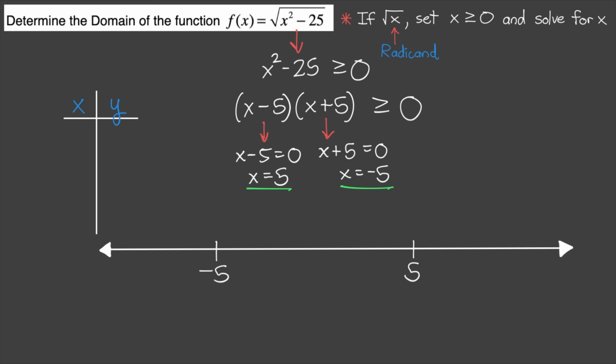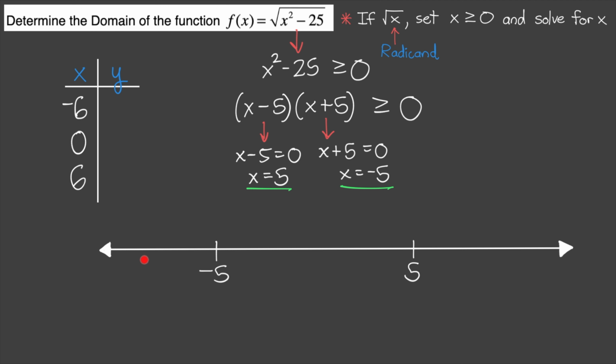So what we're going to do is bring up a t-chart. We're going to plug in a value in each interval. So I'm going to plug in negative 6. And then a value in the middle interval, for which 0 is a great value. Whenever you can plug in 0, always plug in 0. And then on the right here, I'll just plug in 6.